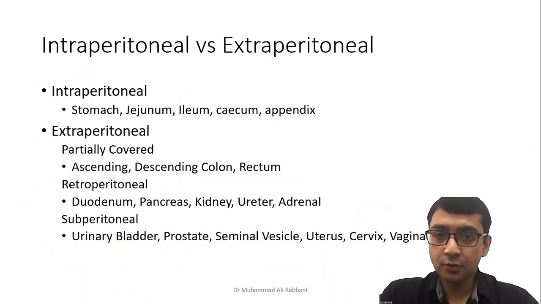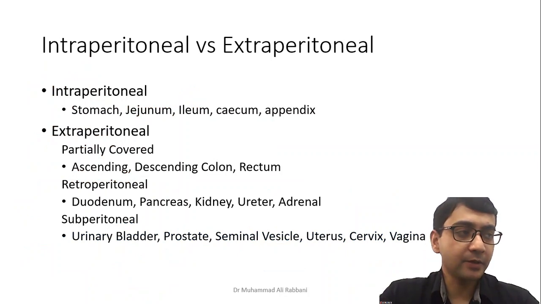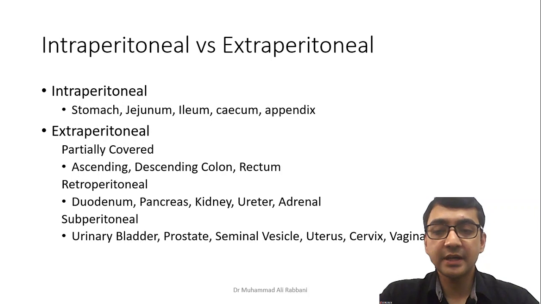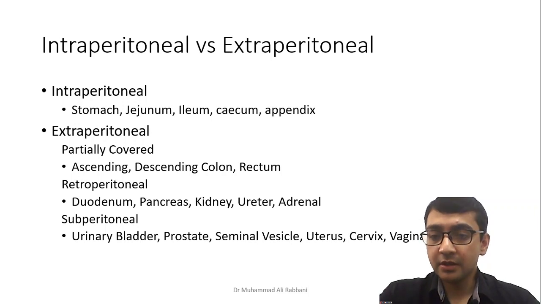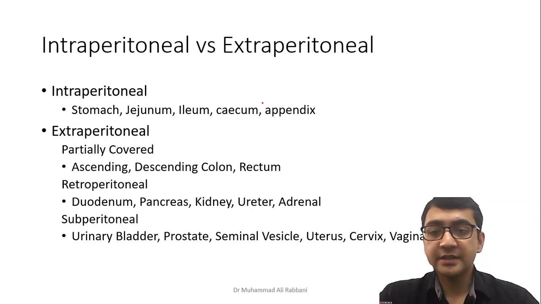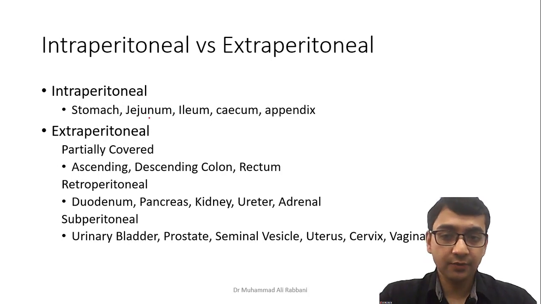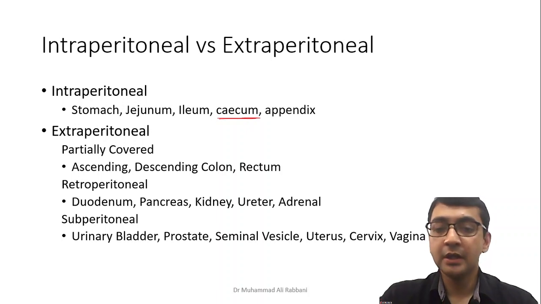It is always good to know the organs that are intraperitoneal and extraperitoneal. The organs that are intraperitoneal are the stomach, most of the small intestine, that is jejunum and ileum, with the exception of duodenum, cecum and appendix. A very interesting thing about the cecum is that it is an intraperitoneal organ, but it does not have a mesentery. We will see that when we see the mesentery.